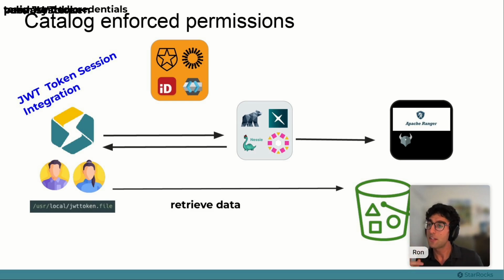But in this case, the key distinction is this JWT token session integration, because now we're assigning a token to every single individual user, and that's being hooked up to our external identity provider. There's lots of information about this online in terms of the specs of what goes into the REST catalog, the REST security protocol. But this would ideally be a form of delegation. That's what we're trying to achieve.